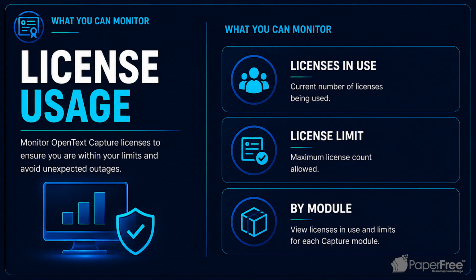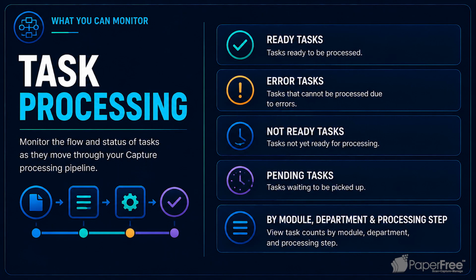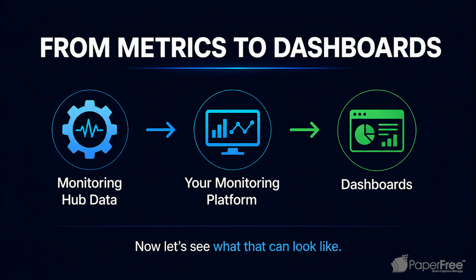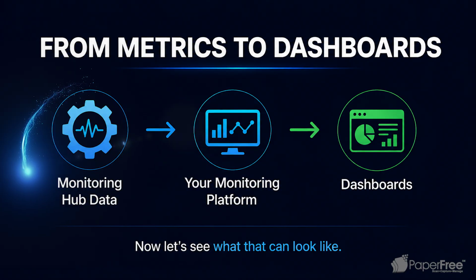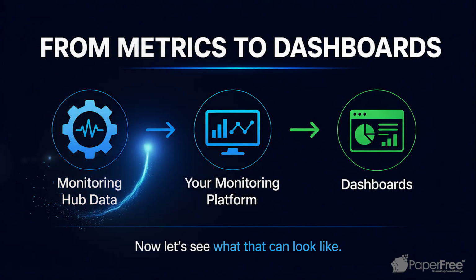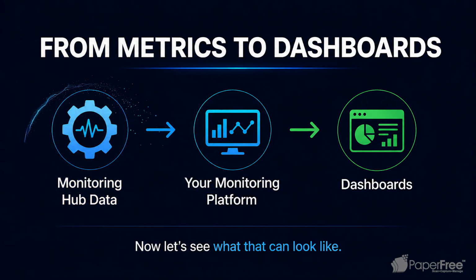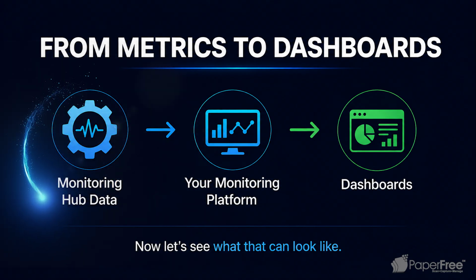And task processing monitoring is interesting because now we're getting beyond just technical server health. You can get some visibility into the actual Capture workload, where items are ready, in error, not ready, pending, or waiting, and where potential bottlenecks may be developing. And those are just some examples. There are additional metrics available, but hopefully this gives you a better idea of the type of information Monitoring Hub is making available and why that information could actually be useful.